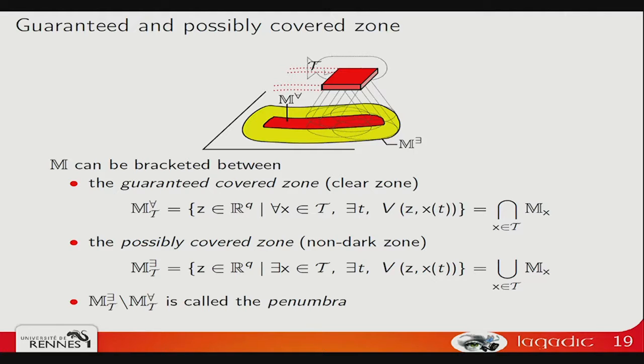Which is basically the union of the covered zones for every admissible trajectory. And the boundary zone here is in red, the clear zone. The dark zone is here, the non-dark zone is this. And we call the penumbra the difference between the non-dark zone and the clear zone, which is the zone for which we cannot decide if it has been seen or not.